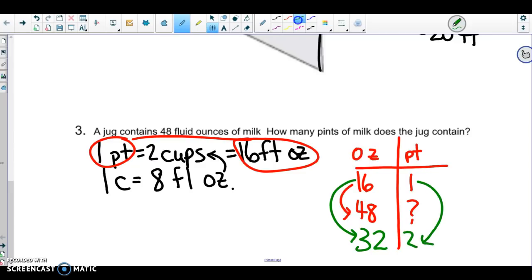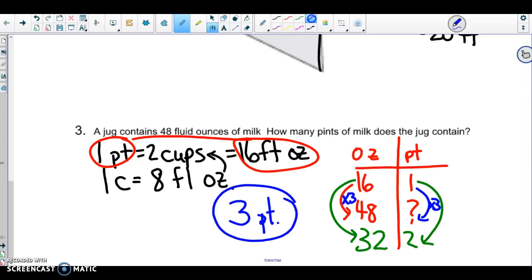And 32 to 48 is actually, if I double it, I get 64. So that doesn't work. But if I add just 16 more, I get the 48. So I can combine those two to get that. Or I could say, oh, it's times 3 to get there. And so we could say times 3 here. So it should be 3 pints. Okay. So I could either combine or I could figure out that it's multiplying by 3.